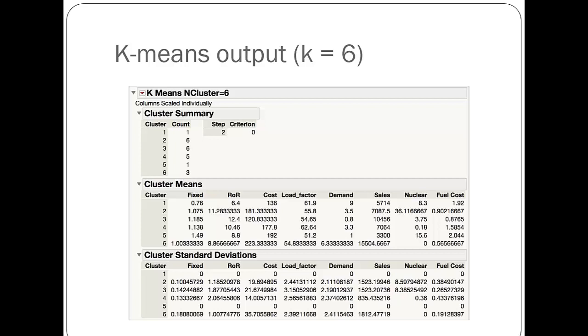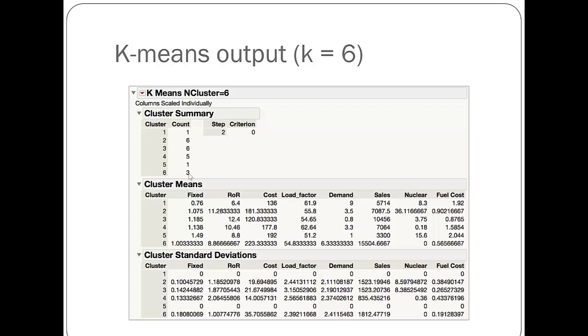Here we have when k is equal to 6. Remember, we were using the utilities data set, so there's 22 different observations. And so with six clusters, this tells us how many individuals there are in each cluster. So the first one has 1, second one has 6, 6, 5, 1, and 3.